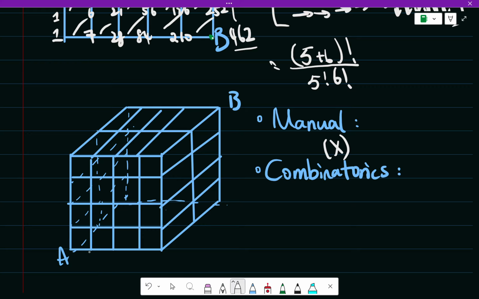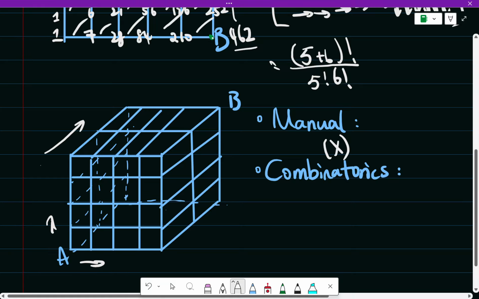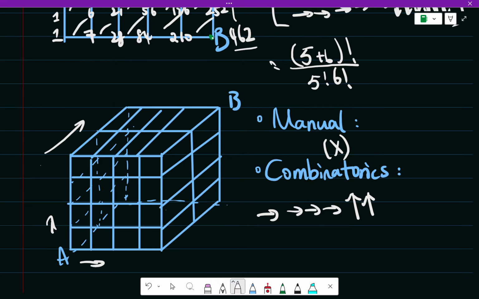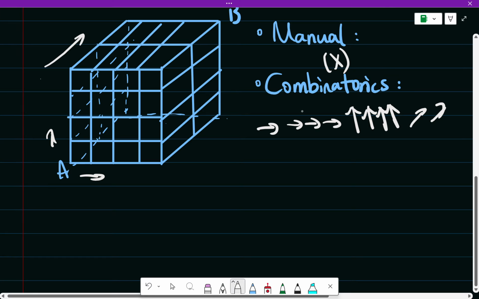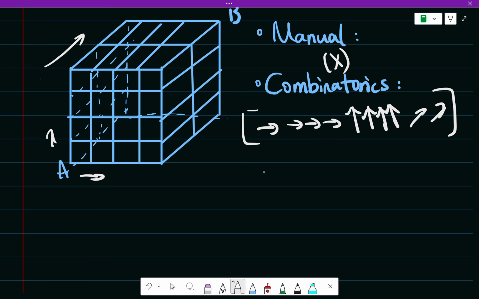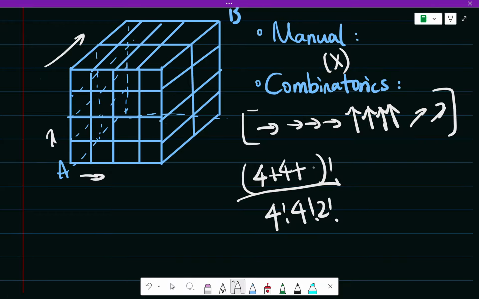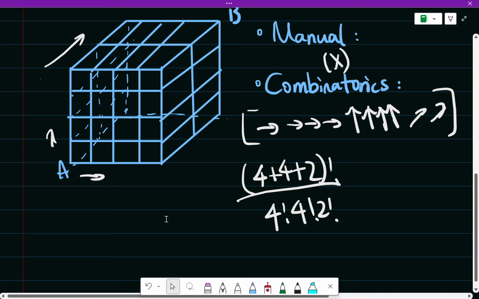So for example, in this case, we can only move right, up, or this direction. So we need to always move closer to B. So we have 4 steps to the right, 4 steps up, and then 2 steps inwards. Therefore, in total, the permutation of all of these possible steps that we can do is 4 plus 4 plus 2 factorial divided by 4 same items, 4 same items, and 2 same items. So essentially, we're finding all the possible permutations of these steps. So this is how we can approach these kinds of pathway problems.